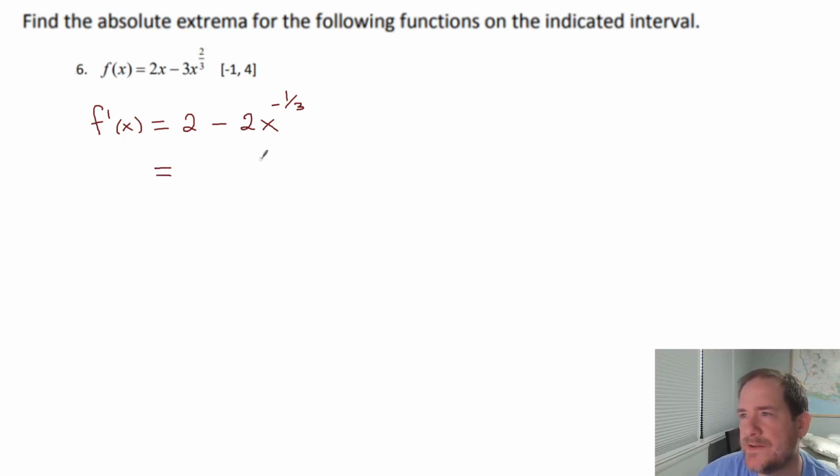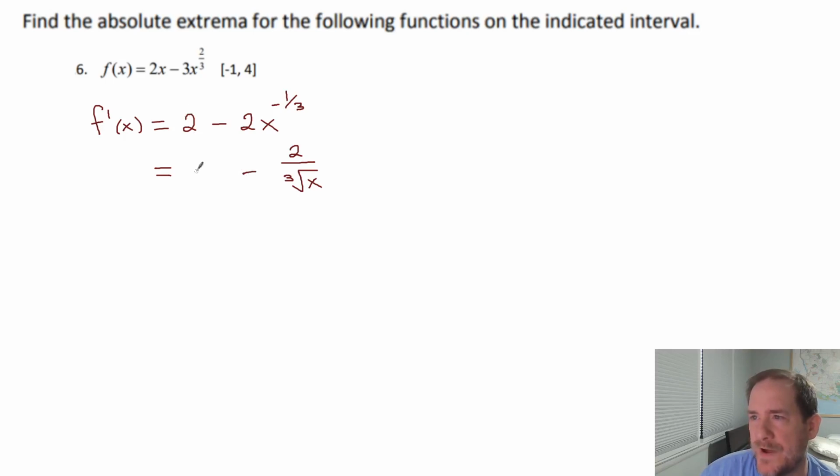So the -2x to the -1/3 would end up being 2 over the cube root of x. Because the exponent is negative, that's why I'm pushing this whole thing into the denominator. And because my power is 1/3, I'm turning it into a cube root.